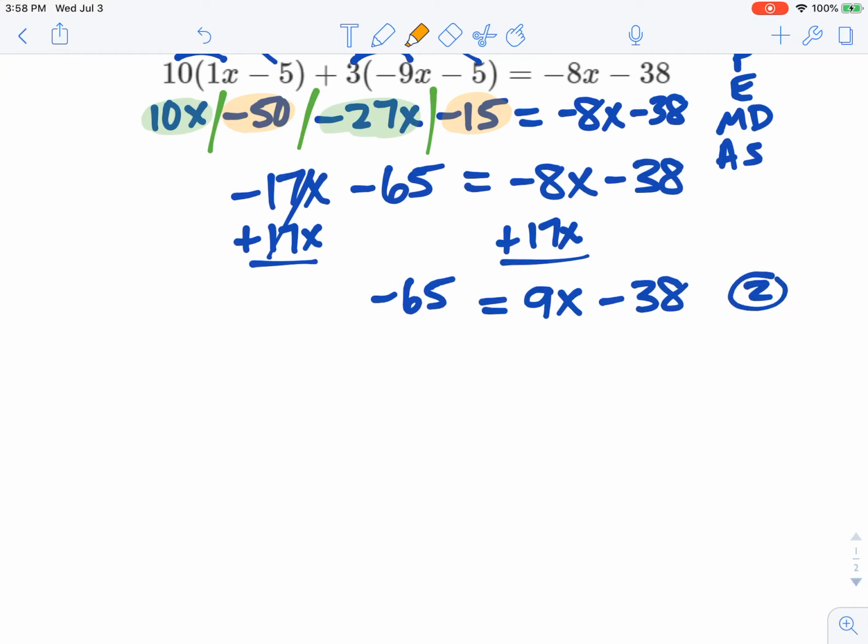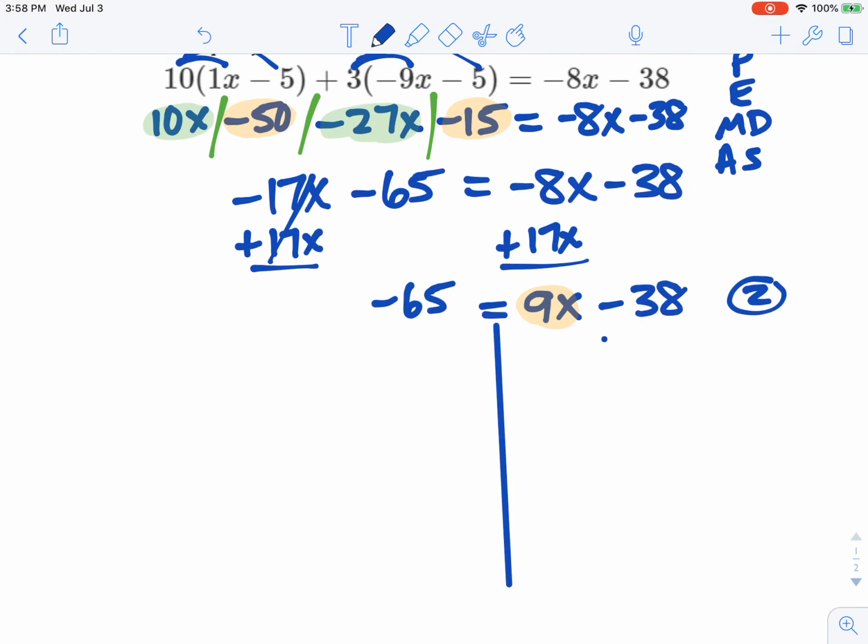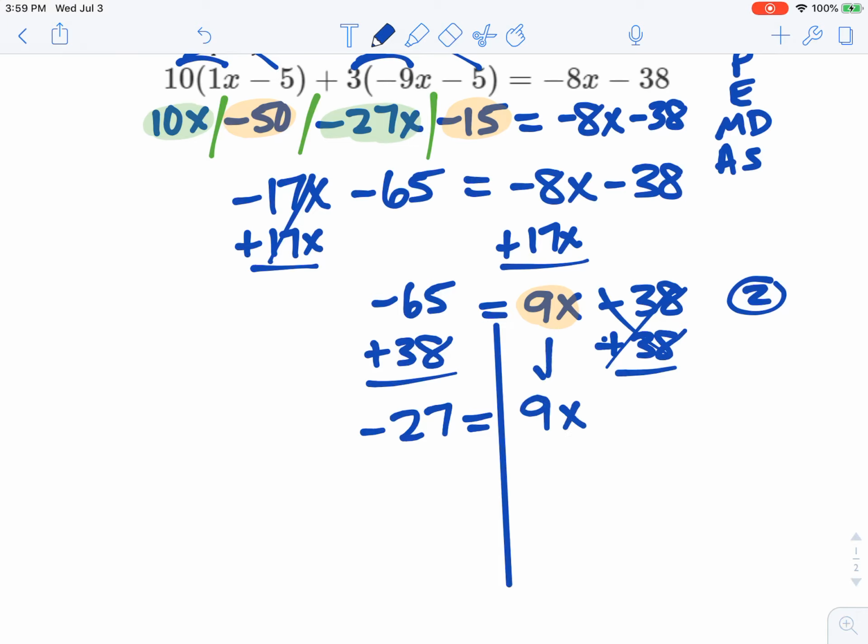And now we've taken our very complicated equation here and made it into a simpler two-step equation. We don't want to touch the variable first. We want to leave that alone for now. Let's move the minus 38 by doing a plus 38 to both sides. That gets rid of the minus 38 on this side. And then negative 65 plus 38 would be negative 27, equaling, bring down your 9x.